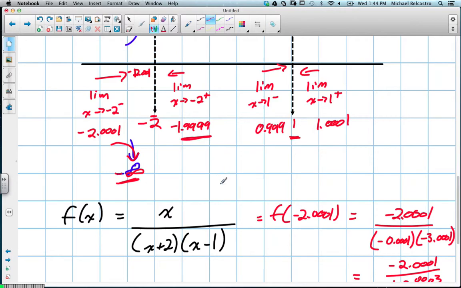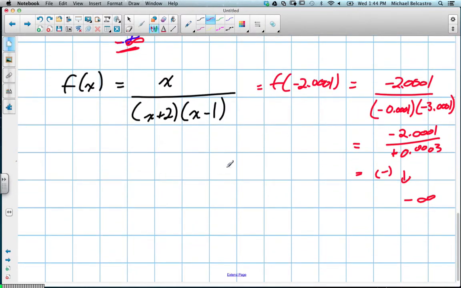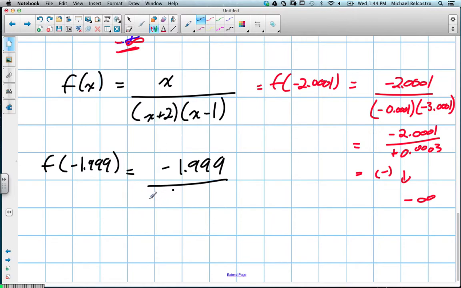We do the same idea with our negative 1.999. So again, we're going to focus on the positives and negatives without the numbers this time. So we have our f at negative 1.999. And what we're getting here is we have a negative value, so we'll focus on that. I'll write the numbers in. When we do negative 1.999 plus 2, we have a very small positive value. And when we have negative 1.999, we get a very small negative 2.999 value.